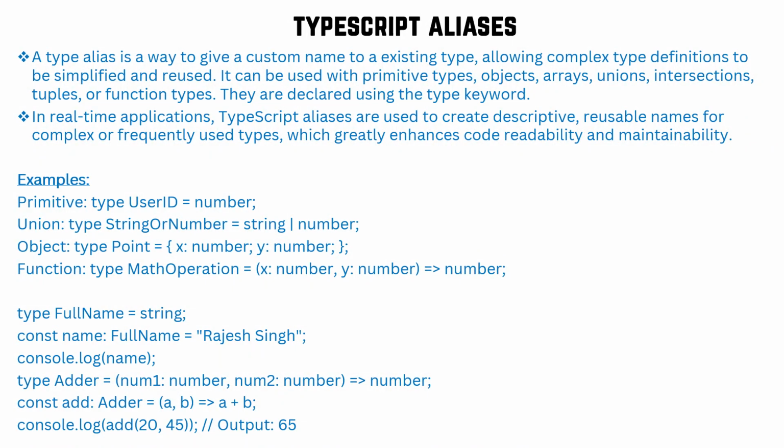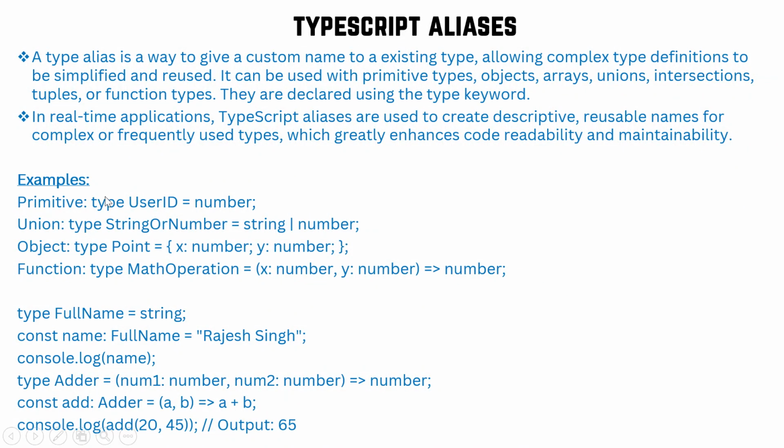A type alias is nothing but a way to give a custom name to an existing type. Type can be anything here in TypeScript, allowing complex type definitions to be simplified and reused. It can be used with primitive types, objects, unions, intersections, arrays, tuples, or function types also. They are declared using the type keyword. In real-time applications, TypeScript aliases are used to create descriptive reusable names for complex or frequently used types, which greatly enhances code readability and maintainability.